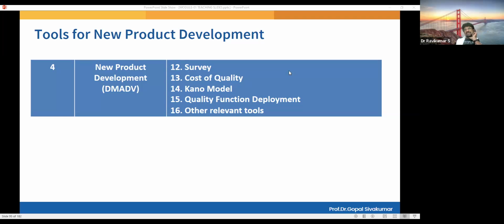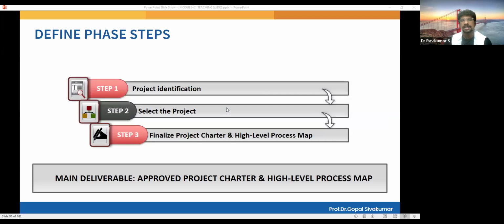Here you can use a different set of tools like identifying the cost of quality, Kano model, QFD, quality function deployment, a very interesting tool, Pugh matrix, and other similar and relevant tools. This is how you will be able to execute the steps without much difficulty.